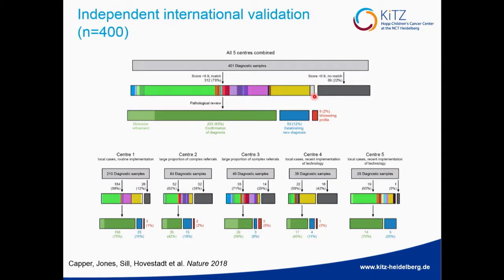And it turns out, and this was, of course, nice to see, that across these 5 centers, there is a certain variability in terms of the percentage of discrepant calls. But taking these 400 additional cases from external sources together, we again end up at 12% of cases that get a different diagnosis by applying this method.